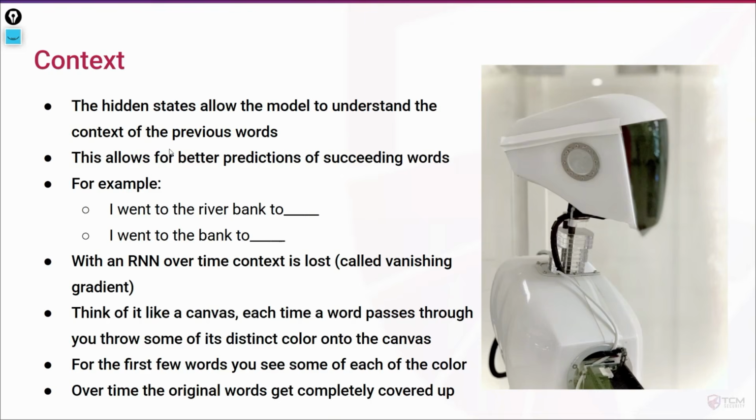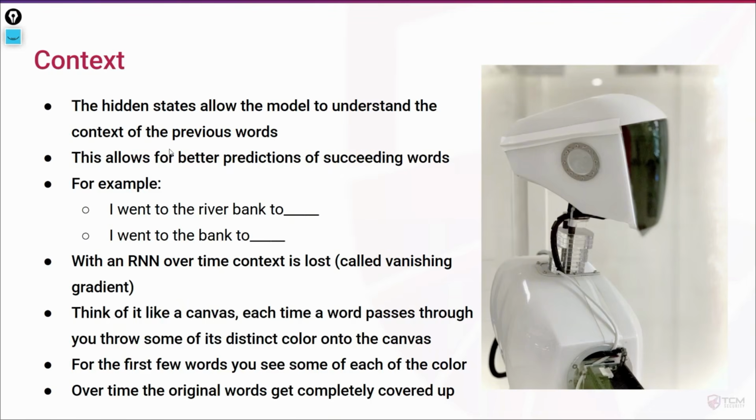So with an RNN, the one downside to combining all of that context into a hidden state is that over time, the context of further words back is lost, which is called a vanishing gradient. So one way I like to think of this is it's like a canvas. At the start, we are starting with just a blank white canvas. When we put the first word through, the canvas is blank. And each time a word passes through, you throw some of the distinct color of that word onto the canvas. So for the first few passes through, if you're thinking of throwing a bucket of paint against the canvas, each time you see some of the colors of the past words.